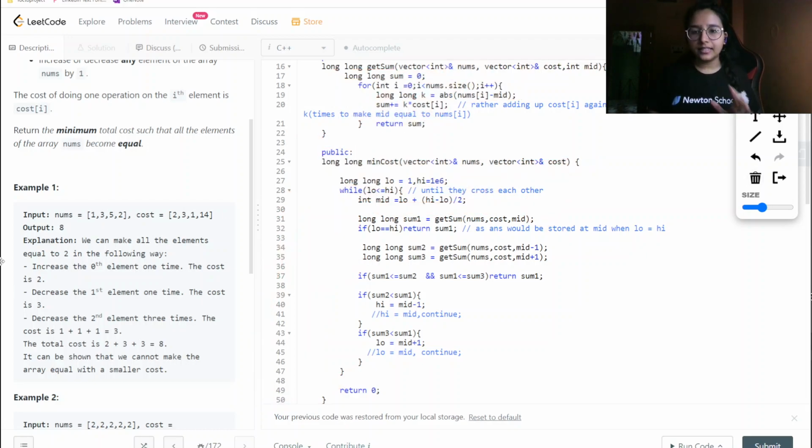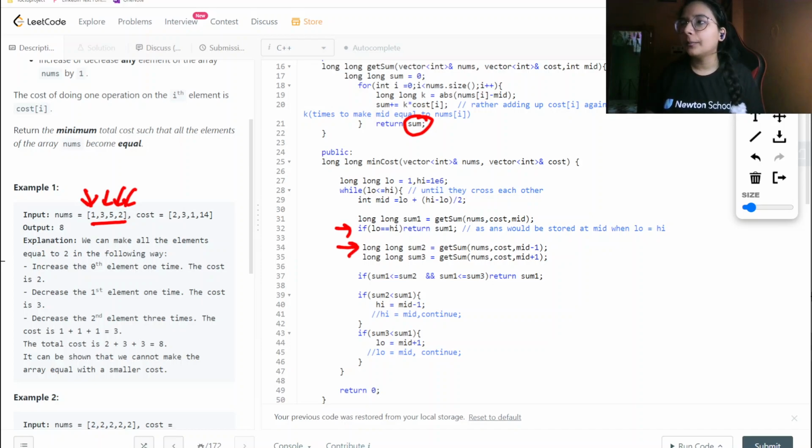So basically what we are doing is, if we want to make our elements equal to 1, we will be calculating for all of these the exact sum of cost and subtraction which we have done, and finally we will be returning that particular sum. So this was done for the middle part.